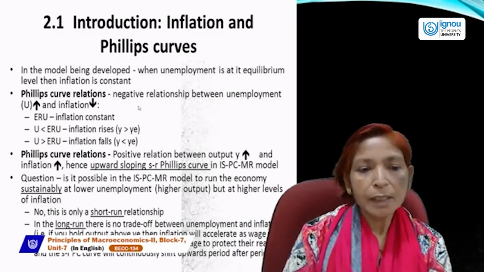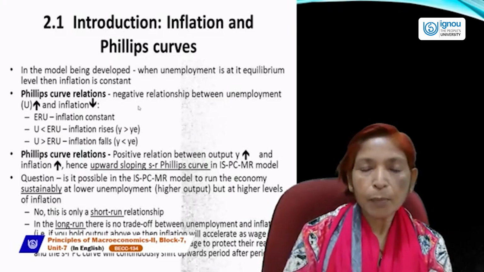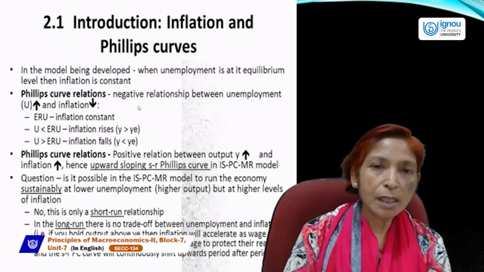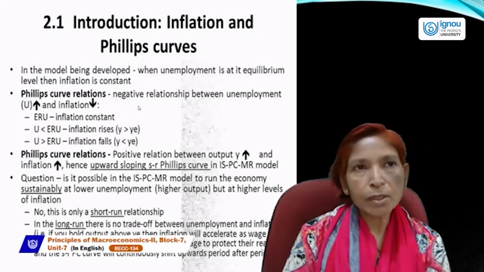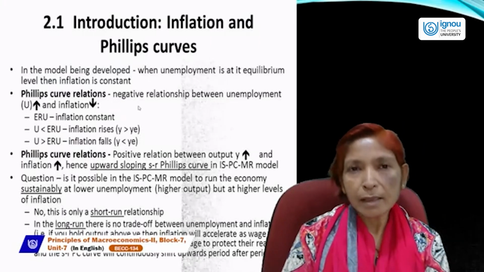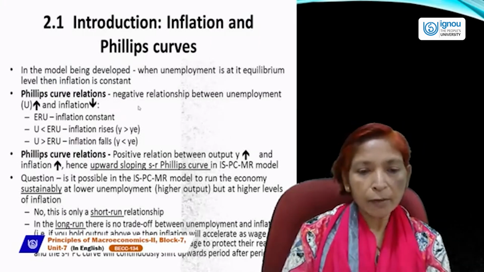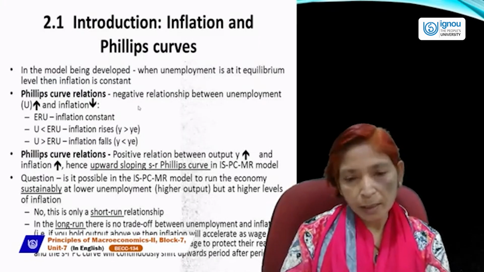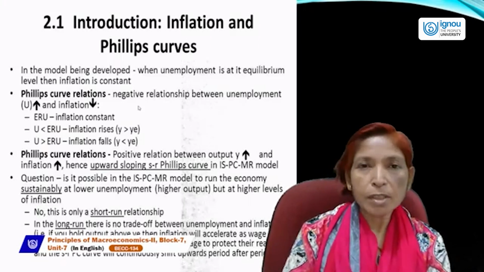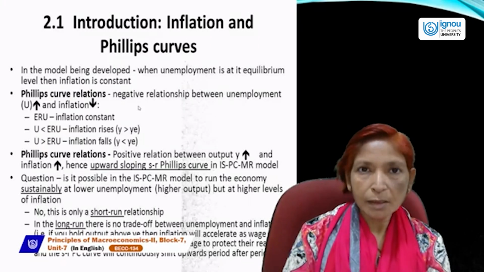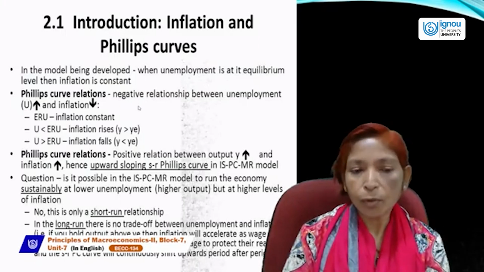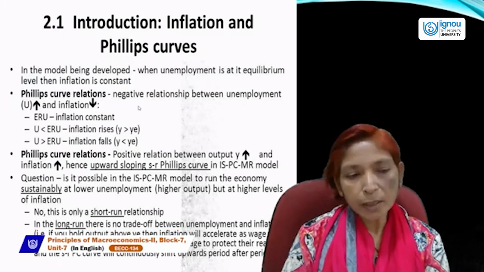So the Phillips curve explains that there is a positive relationship between output and inflation. If inflation increases, producers will be encouraged to produce more goods and services. In that case, output will rise, and the curve will be upward sloping, because if there is a positive relationship between output and inflation, the curve slope will be upward. And if there is an inverse relationship between inflation and unemployment, the curve will be downward sloping or negatively sloped.